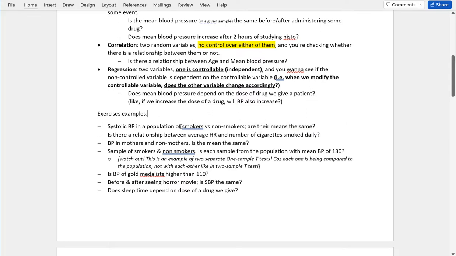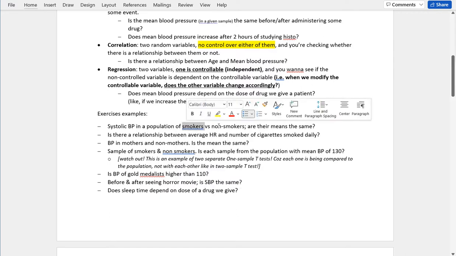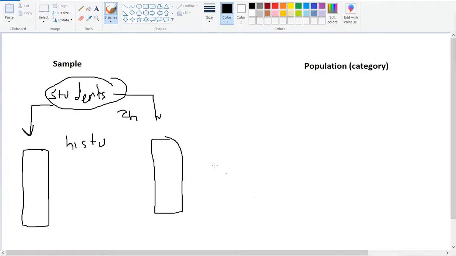So it would look like this. Don't worry too much about the population part; it doesn't matter. The whole point is that you've got smokers versus non-smokers, and it'll end up looking like this.